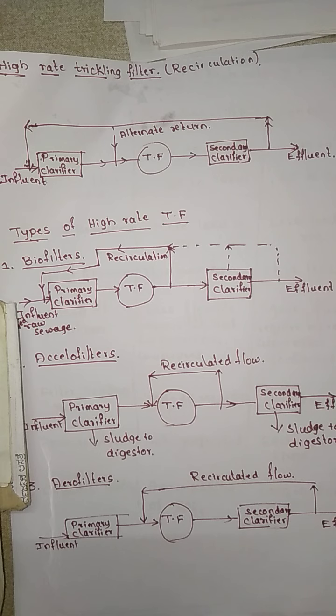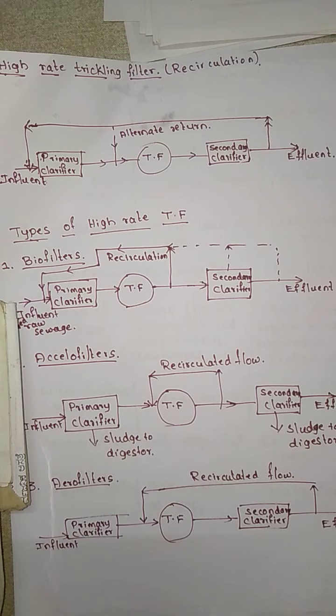Now in case of organic loading, between 9,000 to 11,000 kg of BOD per hectare meter per day may be adopted. That is the BOD loading rate, and the hydraulic loading rate will be around 110 to 330 million liters per hectare per day. That may be adopted for this particular biofilter.